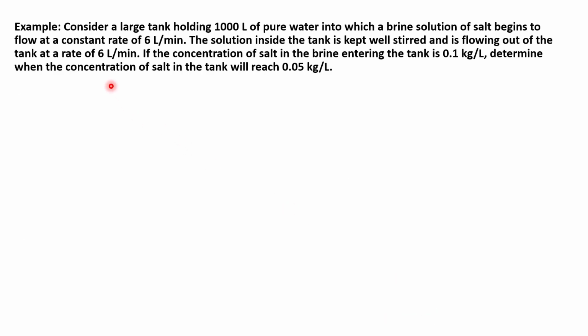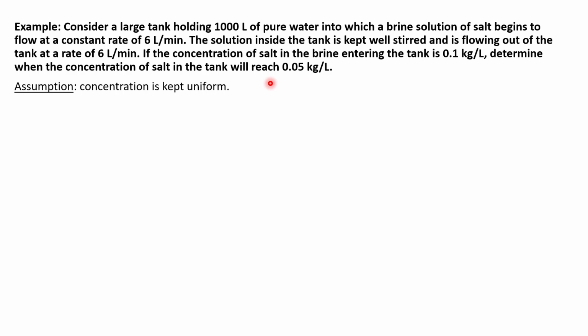Okay, so let's look at this example. Consider a large tank holding 1,000 liters of pure water into which a brine solution of salt begins to flow at a constant rate of 6 liters per minute. The solution inside the tank is kept well stirred and is flowing out of the tank at a rate of 6 liters per minute. If the concentration of salt in the brine entering the tank is 0.1 kilograms per liter, determine when the concentration of salt in the tank will reach 0.05 kilograms per liter. There's a lot going on here, but we're going to figure this out using some mathematical modeling.